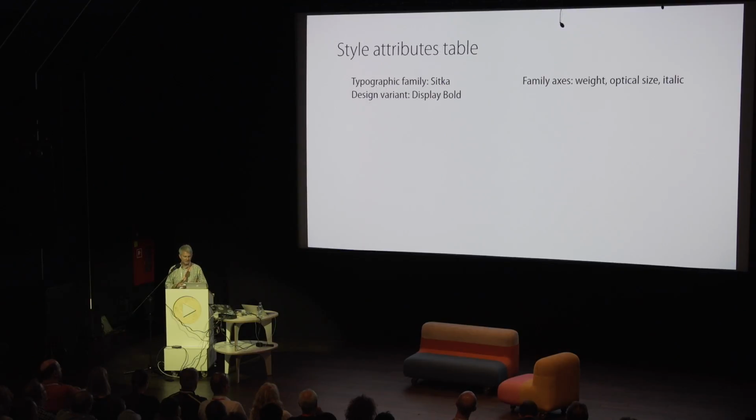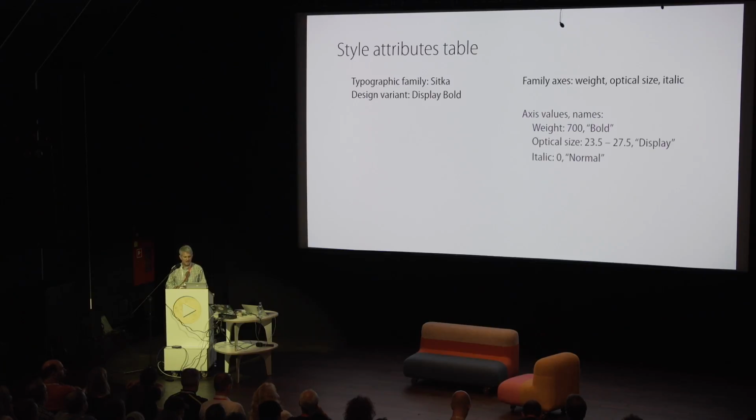So consider this family, Sitka, and let's suppose we're interested in a particular design variant, display bold. Now again, we're not talking here about a variable font, though the concepts apply in a variable font as well. So in the STAT table, we'd identify that this family, the family that this font is part of, has 3 relevant axes of variation. It's got weight, optical size, and italic. Now I say here axes of variation, even though this isn't a variable font, but the concept is across this family, we've got these different axes in which the members of the family vary.